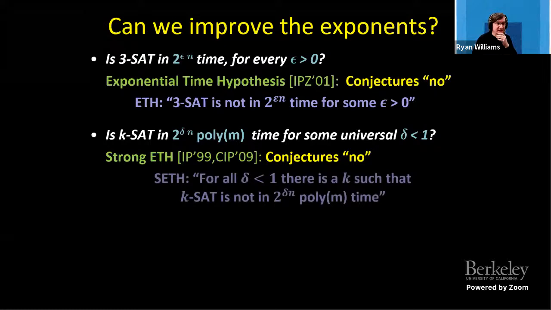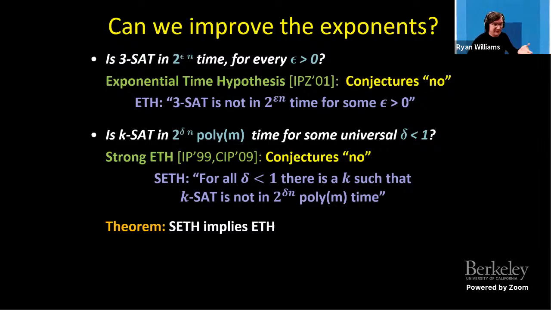More formally, for all possible improvements in the exponent, something less than 2 to the n, there is some clause width k such that k-SAT is not in 2 to that improvement times n. So this is something stronger. Strong ETH implies ETH, and this is not obvious. You need something called the sparsification lemma to prove this. These are the two main conjectures about the worst-case complexity of the SAT problem.